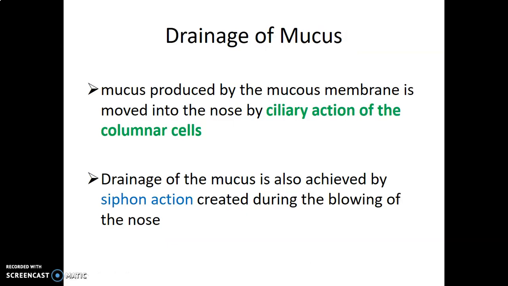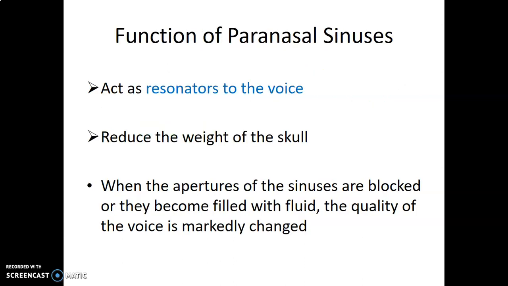Where do these sinuses drain and how do they drain? So they produce mucus, and through the ciliary action of columnar cells, this mucus is able to move into the nose. Apart from this ciliary action, there is also the siphoning effect. So when you blow the nose, the pressure that you create in the nose siphons mucus from the paranasal sinuses.